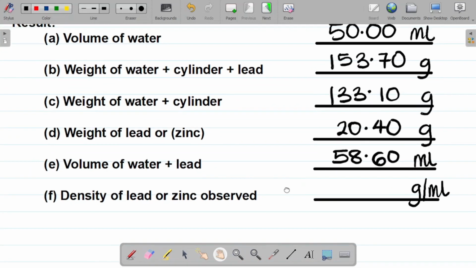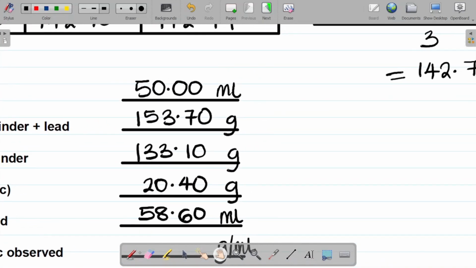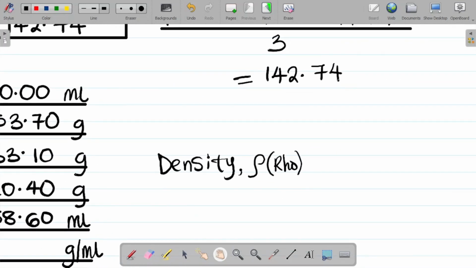So here we have to find the density of lead or zinc observed. How do you find density? Recall that the symbol for density is rho. Let me write it out there: R-O-H-O. It's pronounced rho. My formula is density equal to mass all over volume. So if I want to get density, I'll simply divide mass by volume.